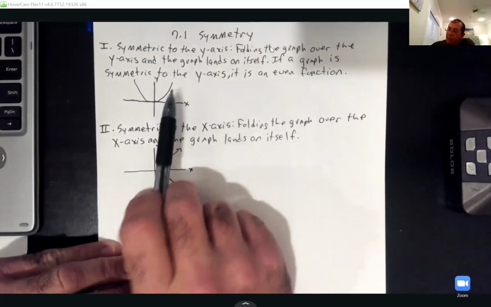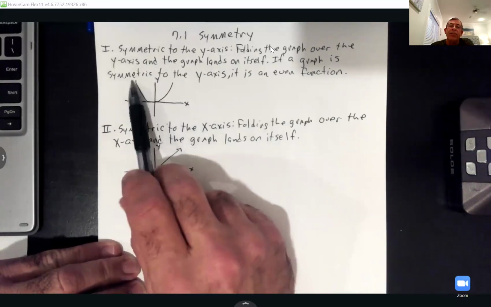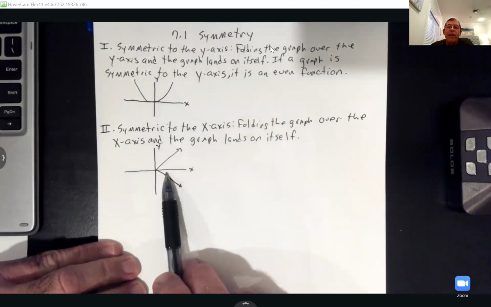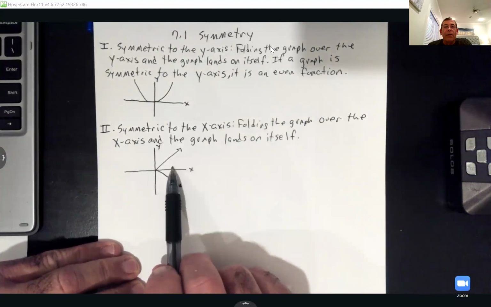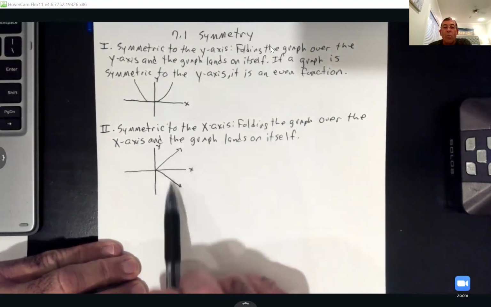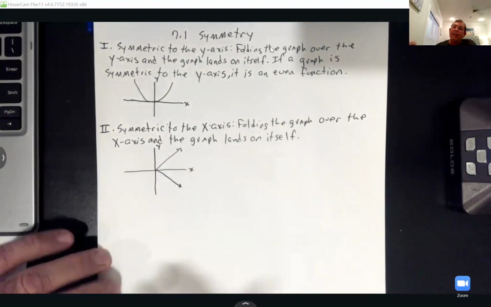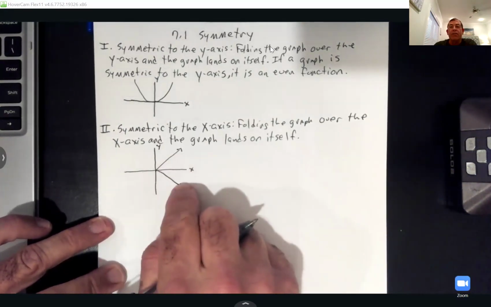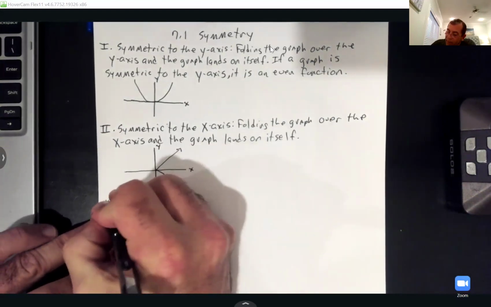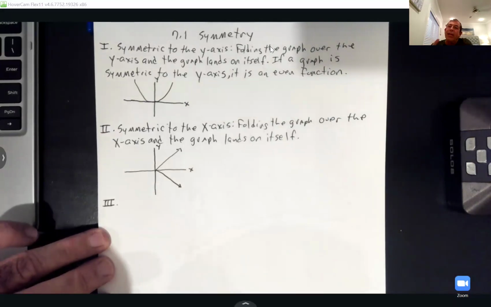Now notice, I told you that when it's symmetric to the y-axis, it is an even function. Well, y'all, this graph is not going to be the odd one. Because remember, this is not even a function because these x's have 2 y values for them, okay? So this would fail the vertical line test. That's why it's not an even or an odd function. It's not even a function if you get this graph, okay?